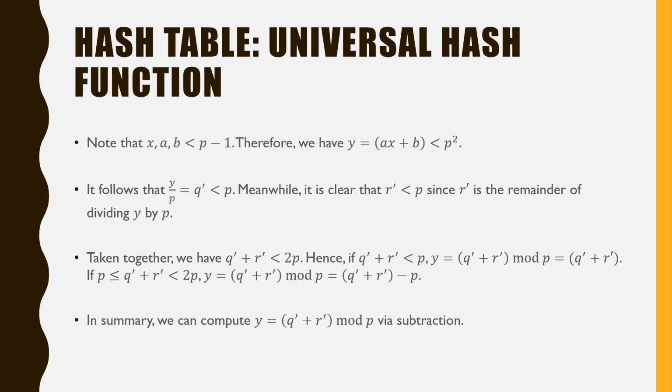Specifically, if q prime plus r prime is larger than or equal to p and less than 2p, the modulo result would be q prime plus r prime minus p. Otherwise, the modulo result would just be q prime plus r prime. Taken together, we have shown how to compute r using a series of bitwise operations and a subtraction and avoid the use of direct modulo operation.